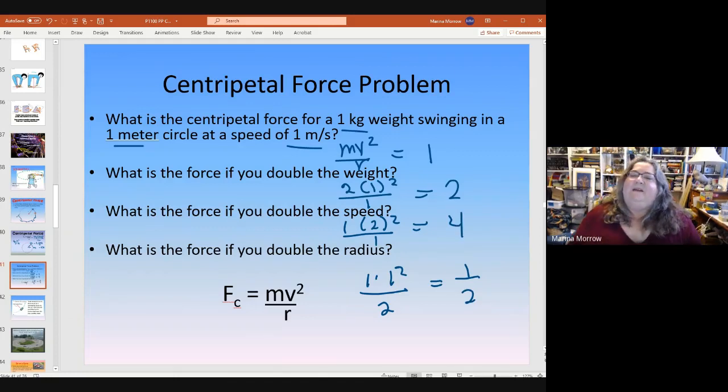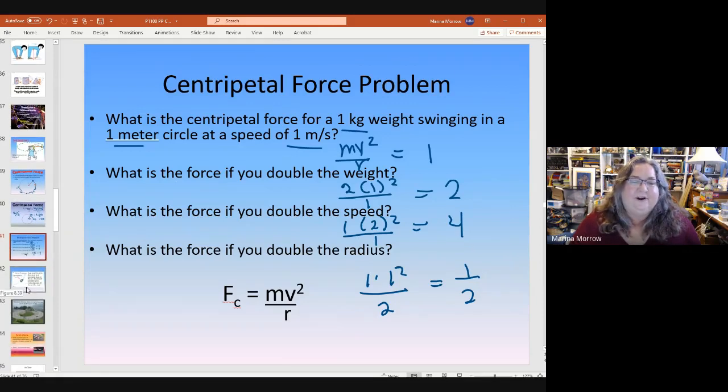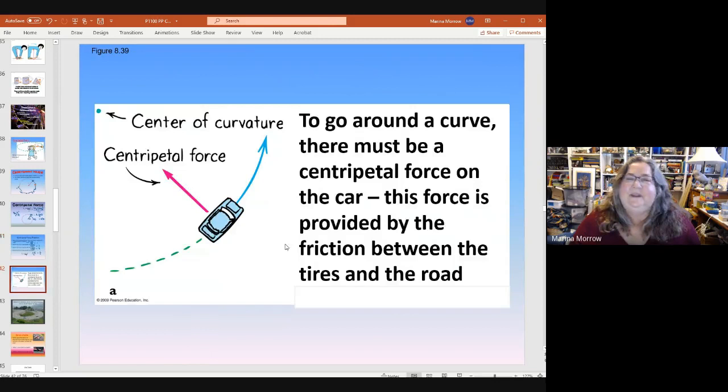Okay, so the big change there, of course, is if you double the speed because of the square, then you're going to get 4 times as much force. But also doubling the weight, right? This is why school buses aren't very good at taking turns. It needs a lot of force if you've got a lot of mass. And if you double the radius, then you don't need as much force. So hairpin turns are difficult for a car to take. A large, gentle curve, that's easy.